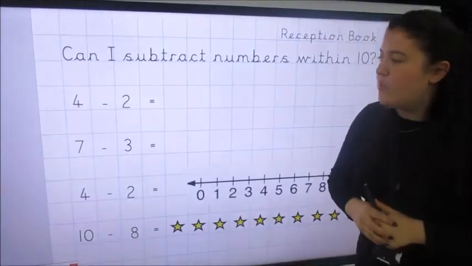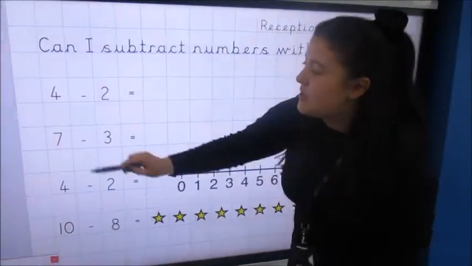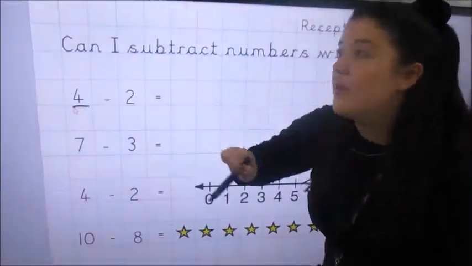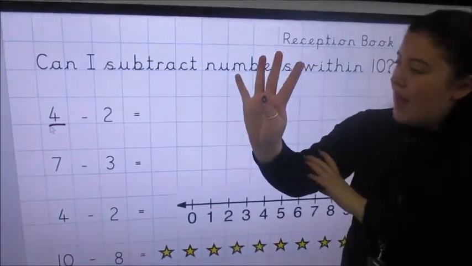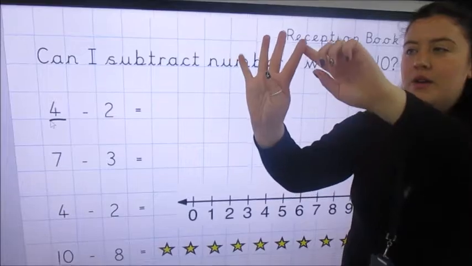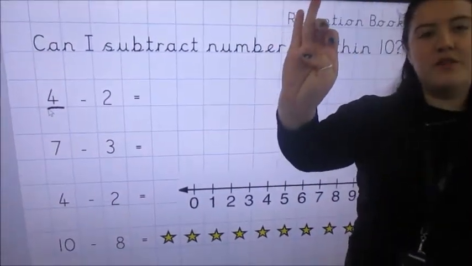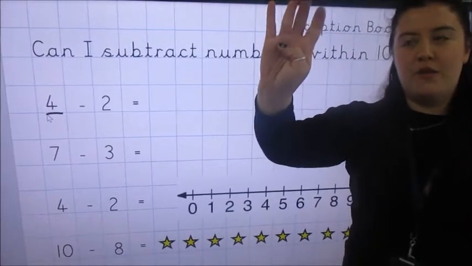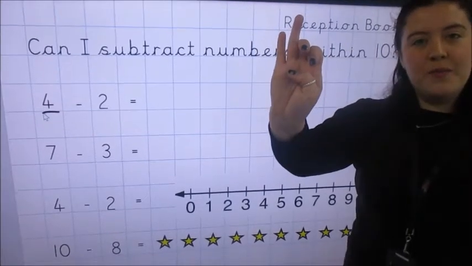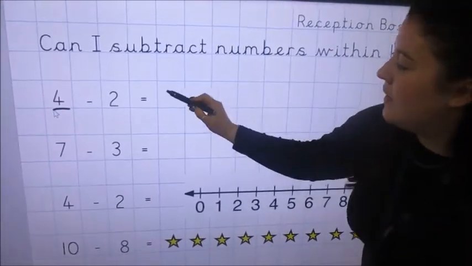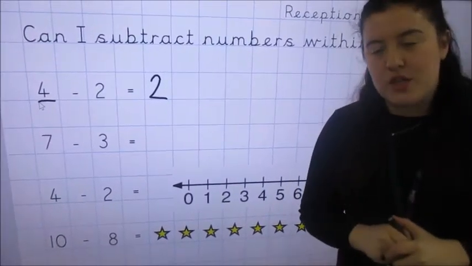And I'm going to do this one by counting with my fingers. So how many do I need to start with? 4. And I'm going to get 4 fingers. 1, 2, 3, 4. And I need to take away 2. 1, 2. How many fingers do I have left? And you could do that at home as well. 4, take away 2 equals 2. So we need to write our answer at the end. Just like that. Thinking carefully about our number formation.